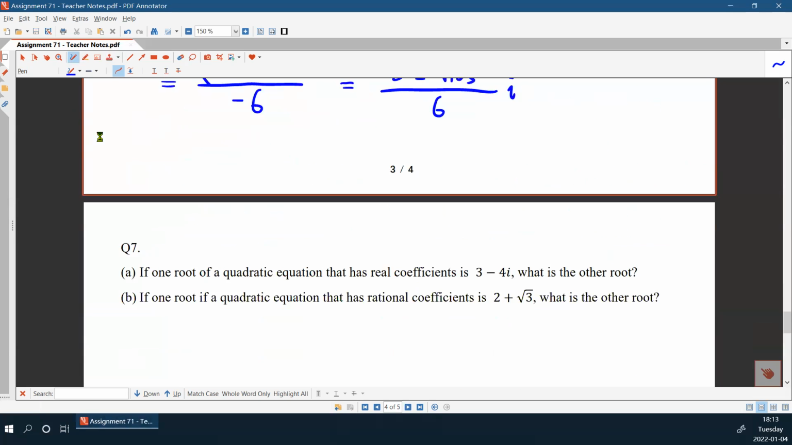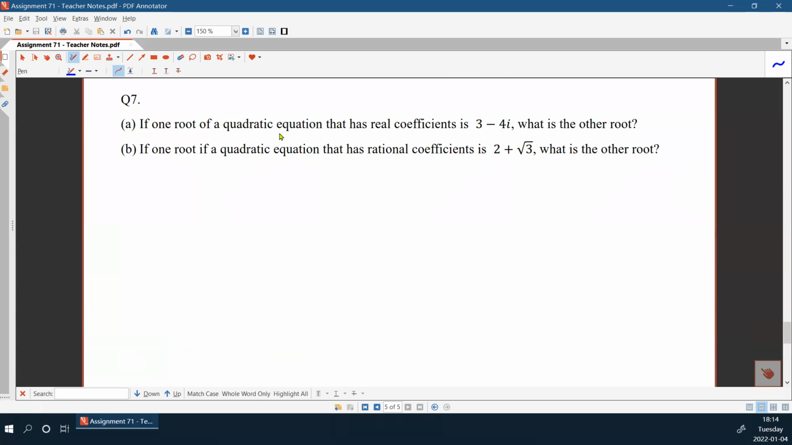All right, let's have a look at question 7. If one root of the quadratic equation that has real coefficients is 3 minus 4i, what is the other root? Question B, if one root of a quadratic equation that has rational coefficients is 2 plus square root of 3, what is the other root? So both of the questions ask that if one of the roots is given, what is the property of the other root? So let's consider the quadratic equation ax squared plus bx plus c equals 0, right? Where a is not 0.